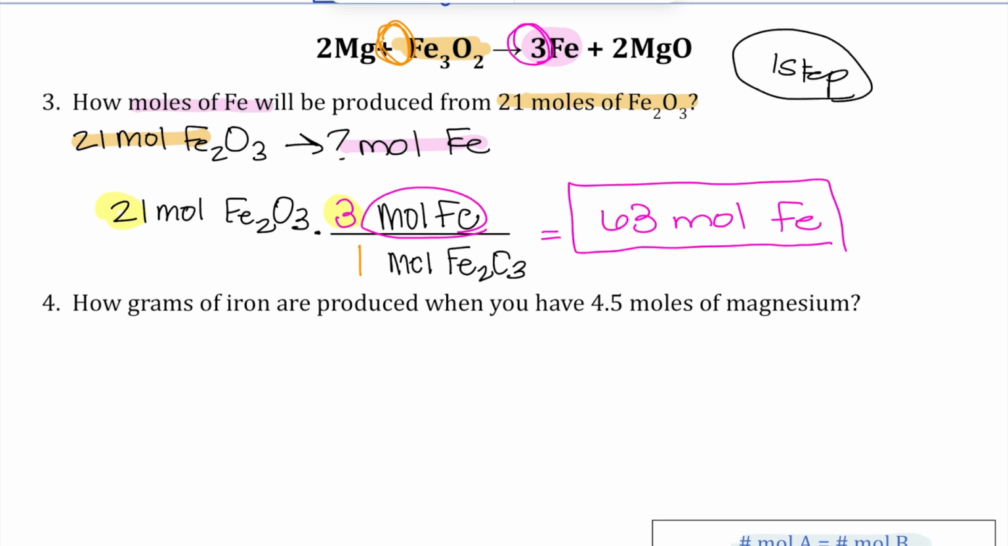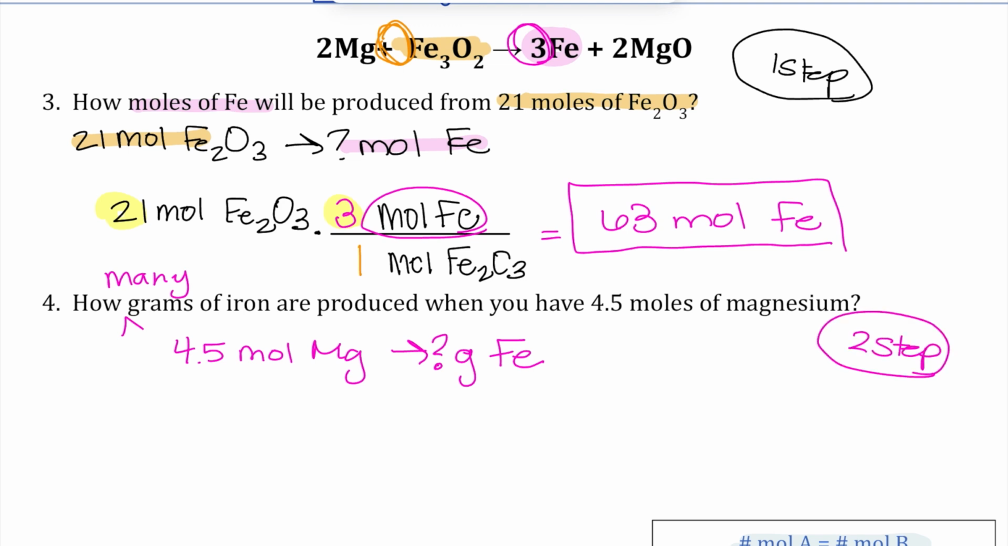How many grams of iron are produced when you have 4.5 moles of magnesium? So starting with 4.5 moles of magnesium, going to grams, figuring out how many grams of iron. And so with this one, we're going to have to go moles of magnesium to moles of iron, and then we're going to have to go to grams of iron. And so this one is going to be a 2-step with that.